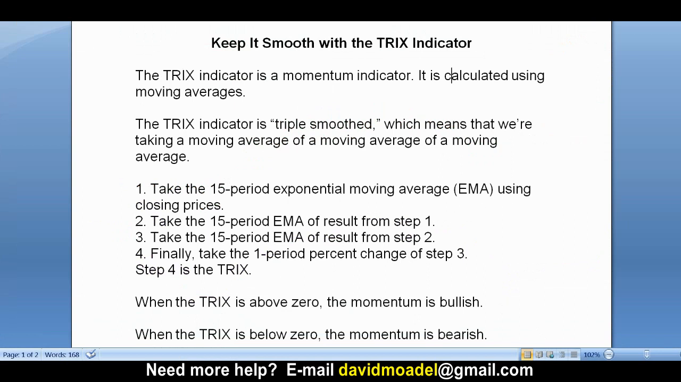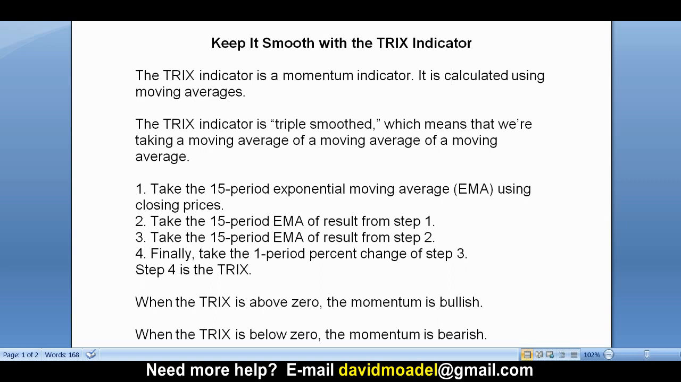Keep it smooth with the TRIX indicator. The TRIX indicator is a momentum indicator or trend indicator. It is calculated using moving averages. The TRIX indicator is triple smoothed, which means that we're taking a moving average of a moving average of a moving average. Now, you don't have to understand all the calculations I'm about to tell you, but it's okay to know them if you want to.